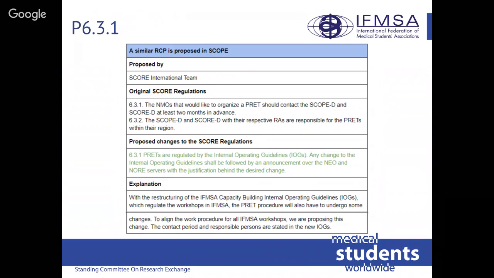With the restructuring of the IFMSA capacity building IOGs, which regulate the workshops in IFMSA, the PRET procedure will also have to undergo some changes. In order to align the work procedure for all IFMSA workshops, we are proposing this change. The contact period and responsible persons are stated in the new internal operational guidelines that were shared with the NMOs and that will be voted upon in the March meeting plenary as a new IOG for the IFMSA. So related to those IOGs, we will now align our work, including PRETs, to those internal operation guidelines. Wing, would you like to continue?